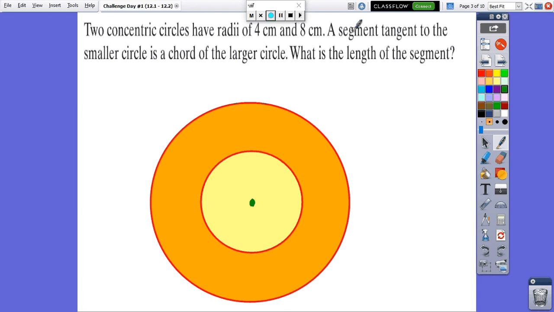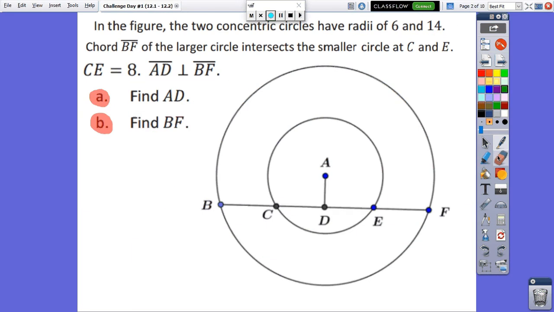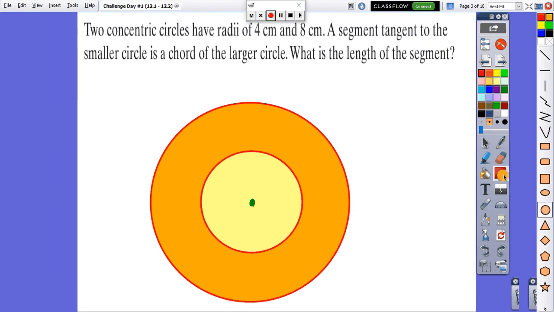A segment tangent to the smaller circle is a chord of the larger circle. What is the length of the segment? So this almost looks like the first problem, except instead of this big chord also being a chord inside the smaller circle, they're saying we don't want this to be a chord inside the smaller circle, we want it to be tangent to the smaller circle.